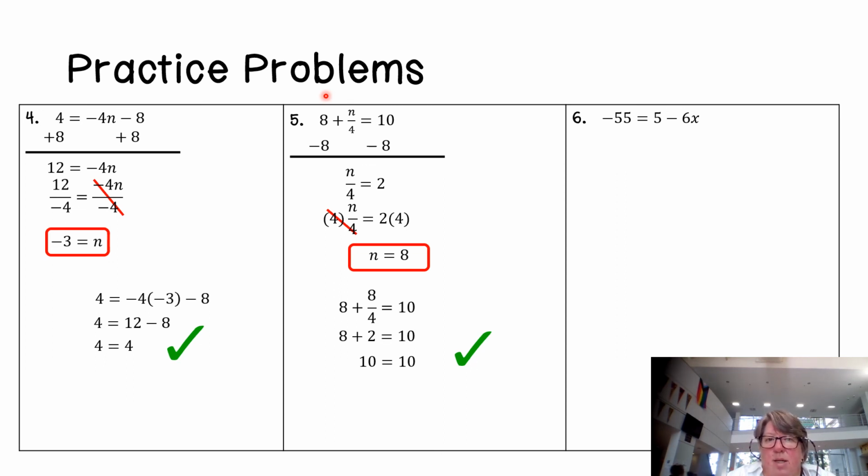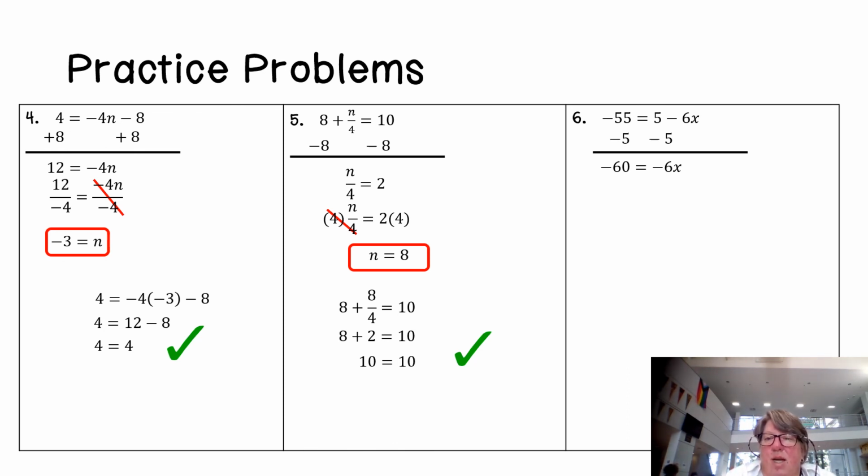All right, last example. -55 is equal to 5 minus 6x. Step 1 says, get that variable term alone. So we want to get that 5 out of there. So how are we going to turn it into a 0? We're going to subtract 5 from both sides. And when we do, we get -60 is equal to -6x.